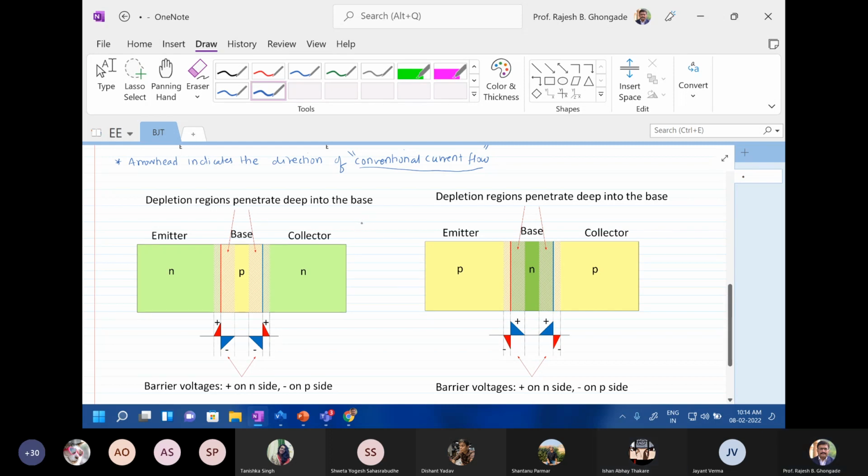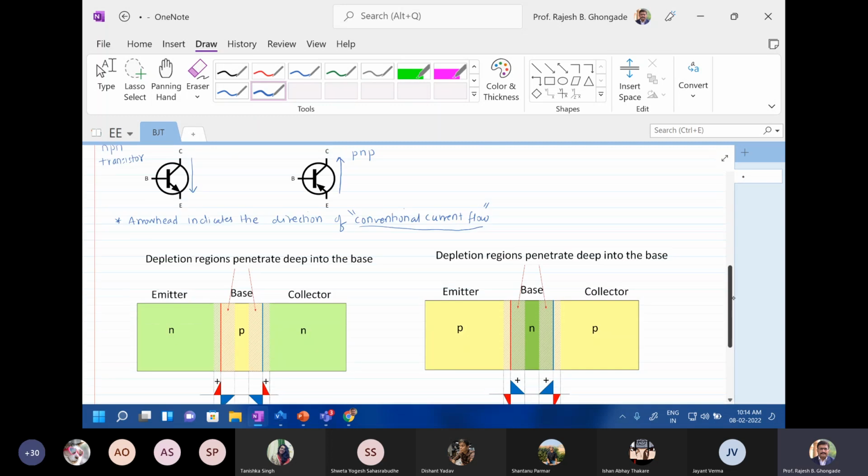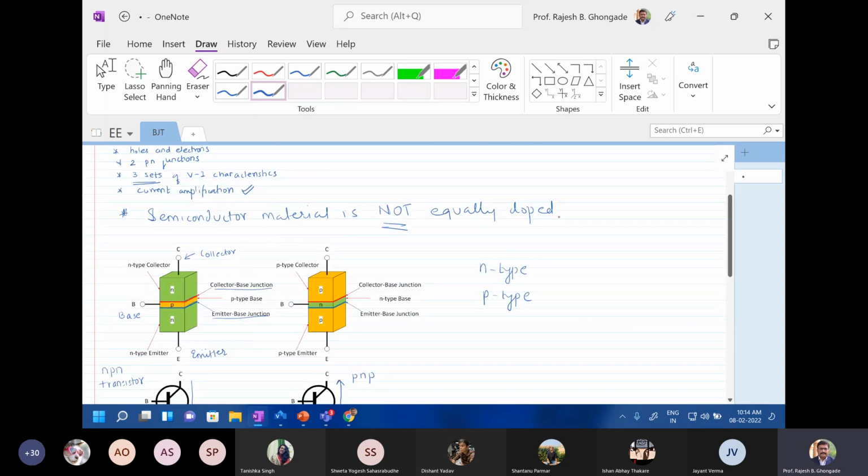Okay, na? And remember one thing, whenever we have light doping, it means the number of charge carriers is less.